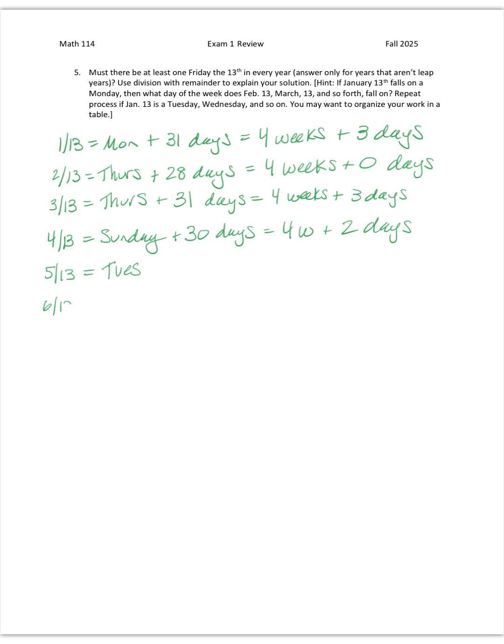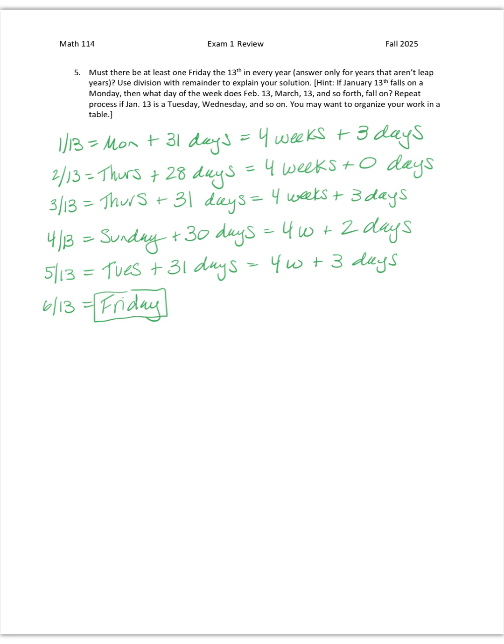I'm working on June. So May has 31 days. So this is plus 31, which is 4 weeks and 3 days. So I'm going to move my day of the week forward by 3 days. So Tuesday, Wednesday, Thursday, Friday. I found a Friday the 13th. Okay. I don't have to finish this year because I now know that if the first 13th of the year is a Monday, there will be a Friday the 13th. It will happen in June.